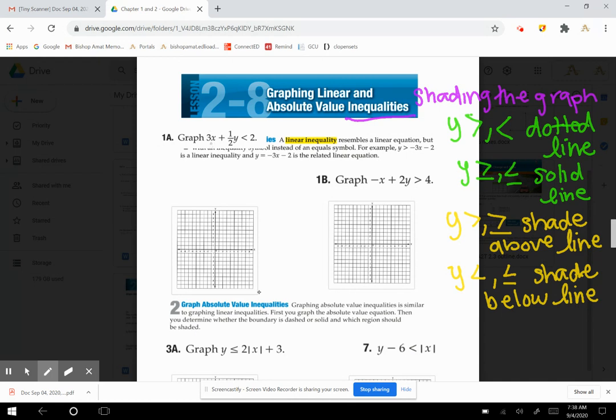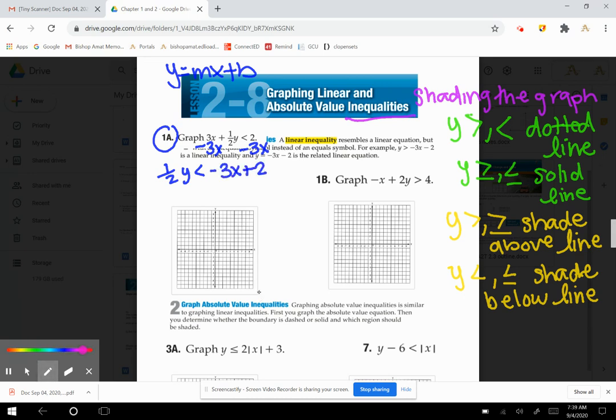So the problem here with 1a, right here in blue, is that it's not in slope-intercept form. y equals mx plus b, right? So we have to get it in that form. So first I'm going to subtract the 3x from both sides. A half y is less than negative 3x plus 2. Now to get the half on the other side, I'm going to multiply it by its reciprocal, which is 2. That cancels. So y is less than, now I'm going to distribute the 2 to everything, negative 6x plus 4.